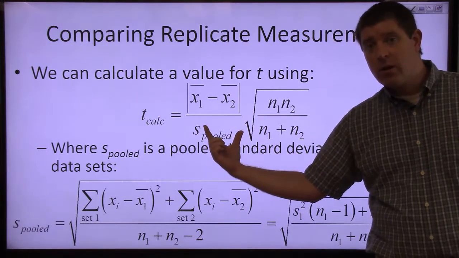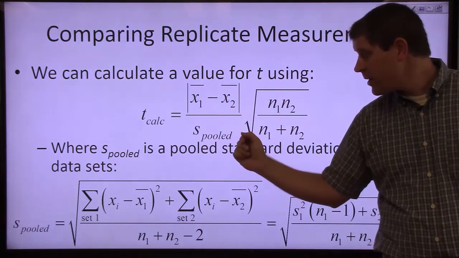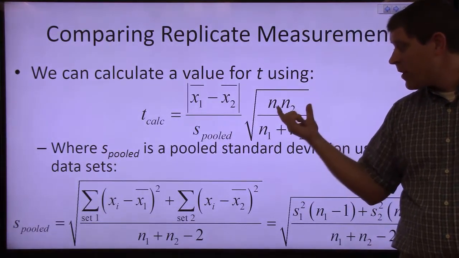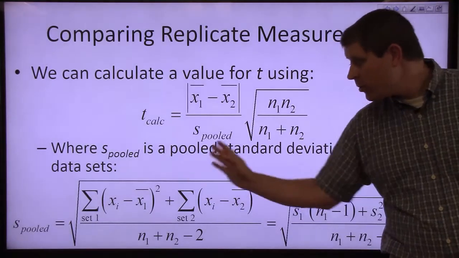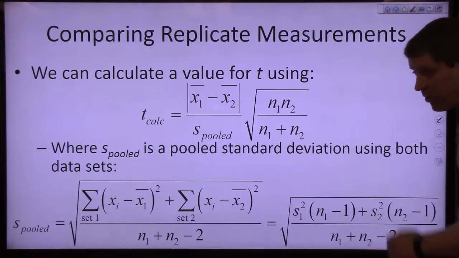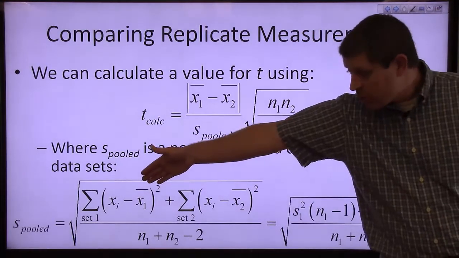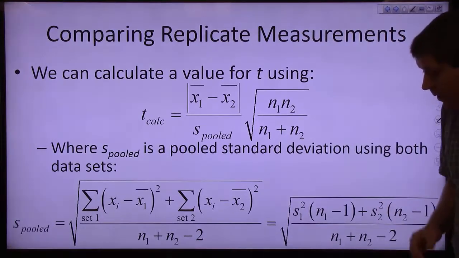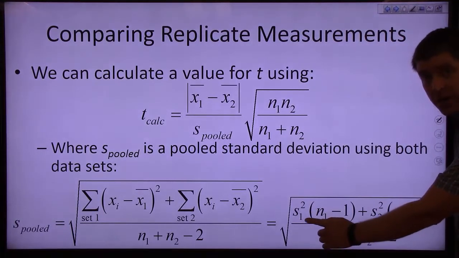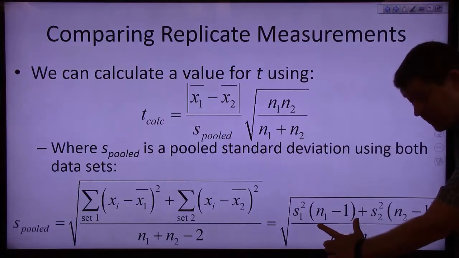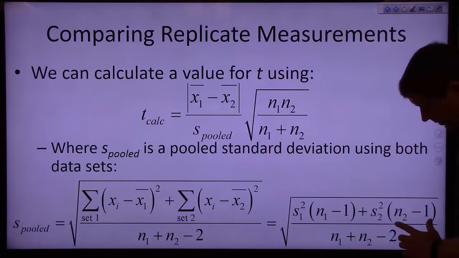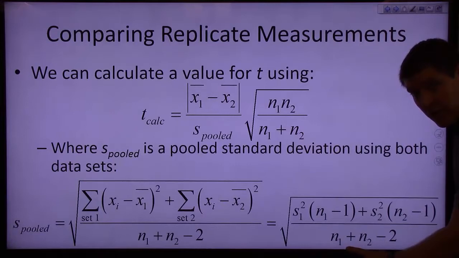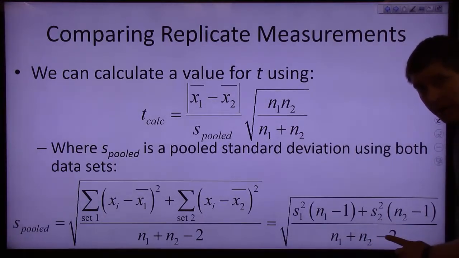S pooled is the pooled standard deviation, and I'll get to that in a minute, times the square root of n1 times n2 divided by n1 plus n2. So this S pooled is a pooled standard deviation using both of our data sets. And that's equal to this equation here, which is the square of the standard deviation of our first sample times the degrees of freedom of our first sample plus the square of the standard deviation of our second sample times the number of degrees of freedom of our second sample divided by the sum of the number of measurements in each sample, so n1 plus n2, and then minus 2.